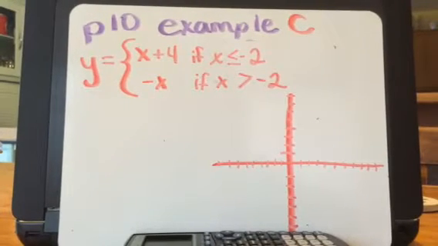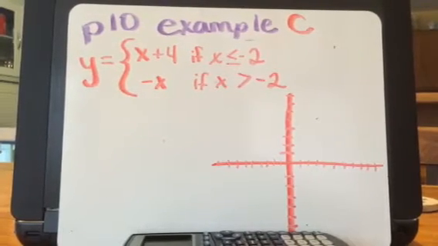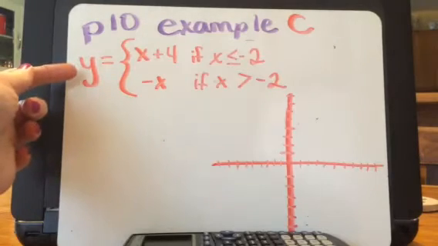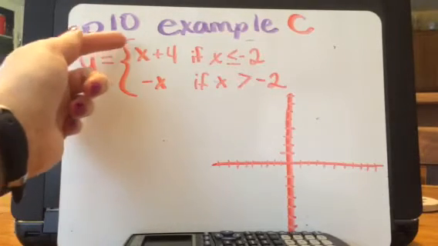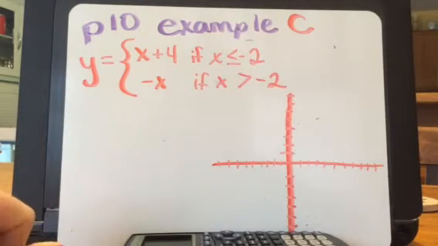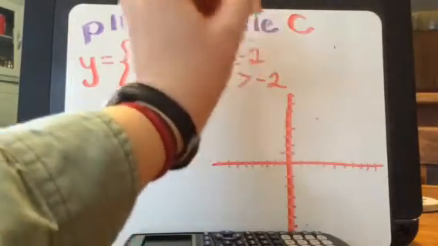All right, here's another example from our note pack. This one is example C, also from page 10 that we were looking at. This one is a piecewise function. It gives us a graph that we're going to have with two separate rules that we're going to apply for this piecewise function. Now my favorite way to start these is to go with what our dividing line is.